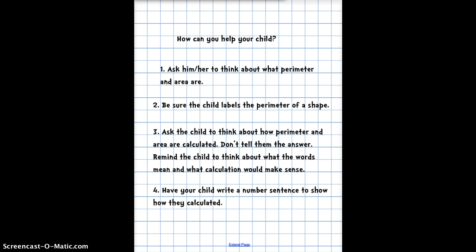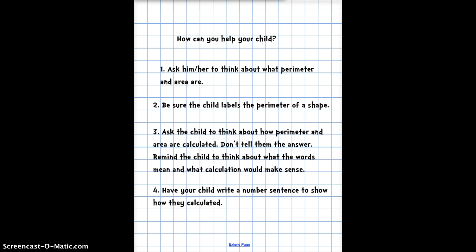Now, what can you do to help your child when they're working on perimeter? First of all, you can ask him or her to think about what perimeter and area are. Help them remember the perimeter is the fence, and the area is the yard. And ask them to explain what that means.